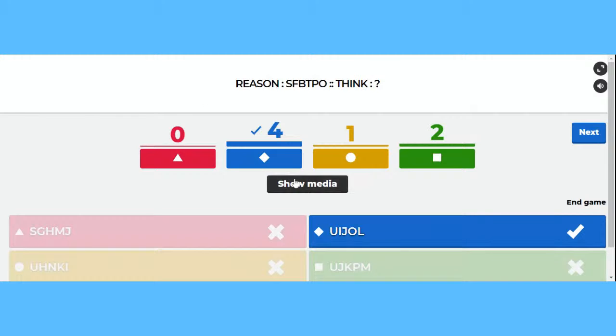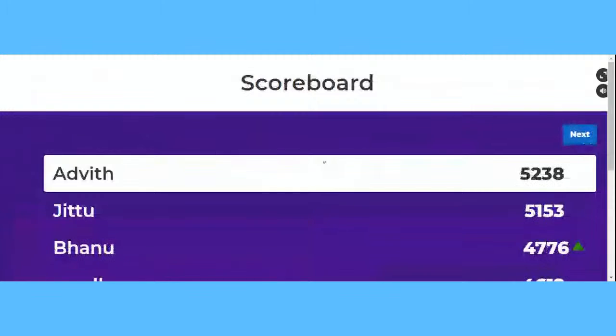We have only got 7 answers, from which 3 are wrong and 4 are correct. Check this leaderboard. Advait is in the first position again, and Jitu is in the second position, and Banu in the third. Now let's move on to the next question.